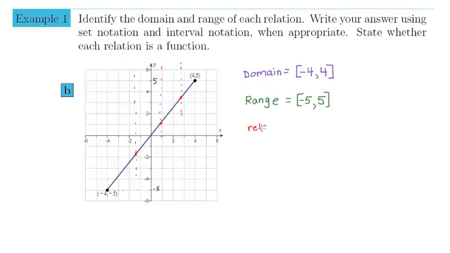So the relation is a function. That's because it passes the vertical line test. In other words, every x maps to only one y value. Cool, let's move on now and let's look at our next example.